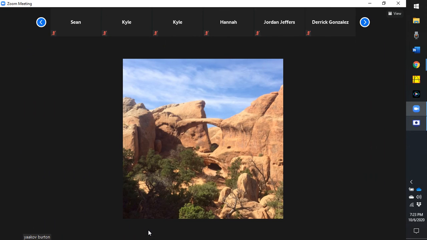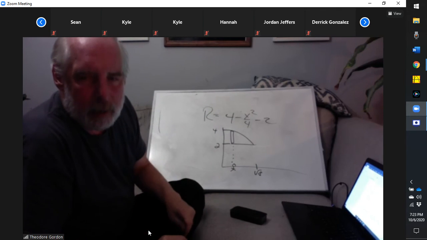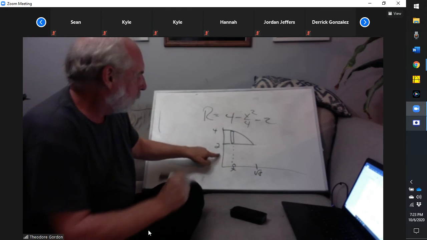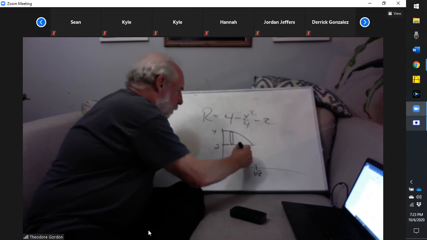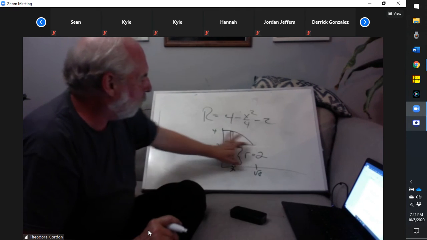Don't they both get squared? Well, yeah, but I'm just doing big R right now. So that's the big radius. The little radius is the radius of the hole, and that's just 2 all along here.